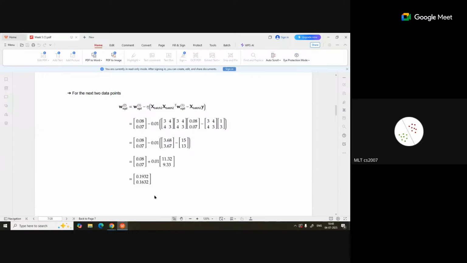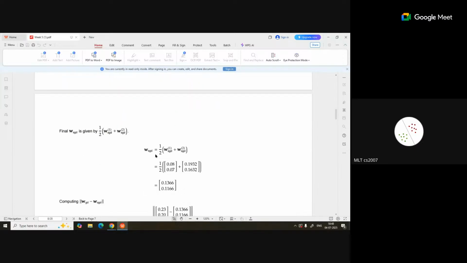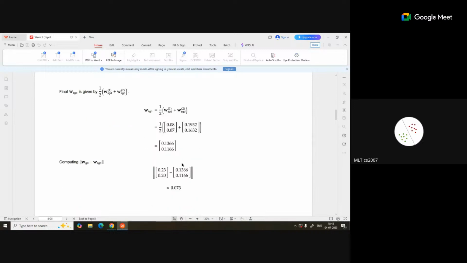So this is after completing the entire data set, where we get 0.1932 and 0.1632. And if you take the average, okay, I think there is some mistake here. We shouldn't take the average here, right? I think we should not take the average once you have found the answer. Okay, no issues. Then we have found this, and this should be the answer.